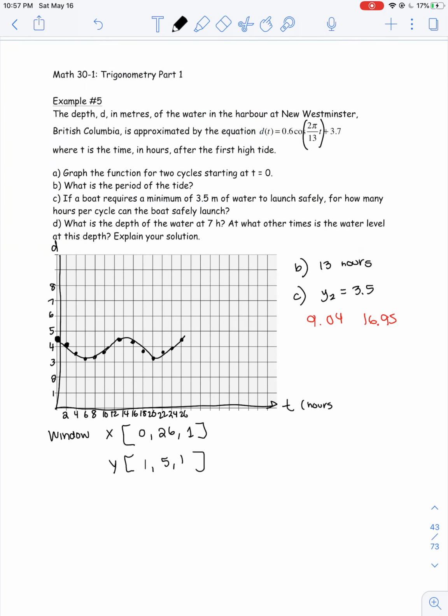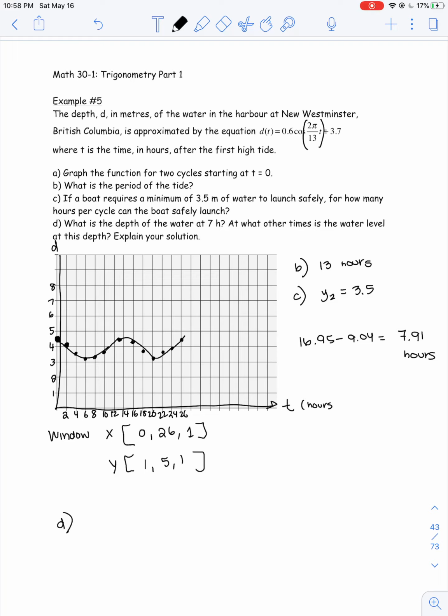So to get my answer, I'm going to take 16.95 and subtract 9.04. Okay, so that is going to occur for 7.91 hours. So that's the distance that I care to use. So it's 7.91 hours. That's how long they'll be able to launch.